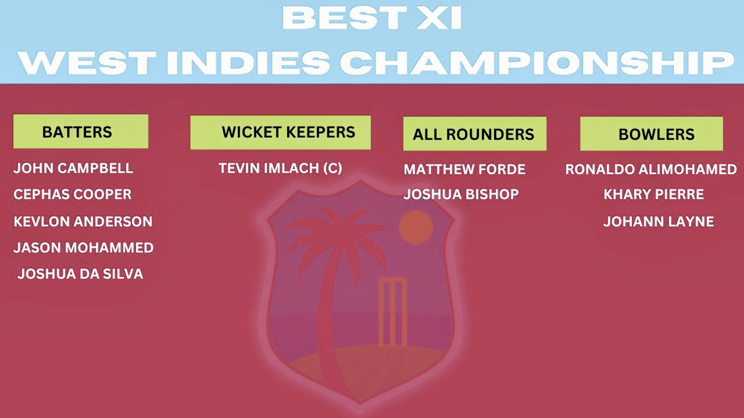Ronaldo Ali Mohammed, he would have represented the Guyana Harpy Eagles. Number 10 would be Kari Pierre. He would have represented the Trinidad and Tobago Red Force. And Johan Lane would have represented the West Indies Academy. So that's my best 11 for this West Indies Championship.